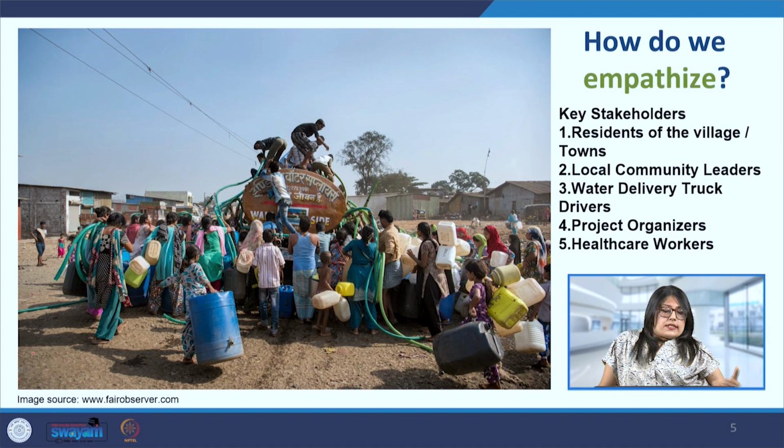Now let's take them one by one. Let's take the stakeholders, and see how we can empathize with these stakeholders. In the case of the residents, who are the key players here, because they are the ones directly affected by scarcity of water, and this whole system is being designed for their benefit. The methods we can use here are first the user interviews, where in-depth interviews will be conducted to understand their challenges, their pain points.